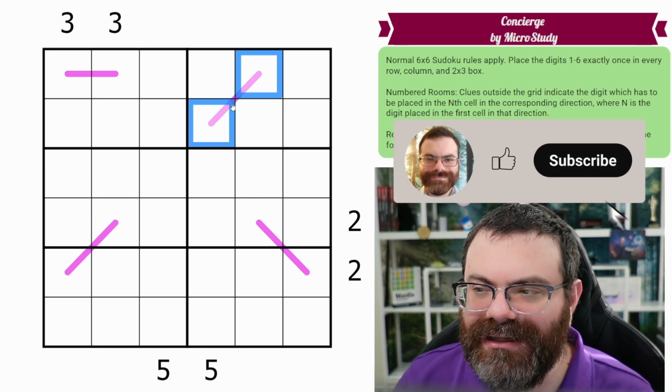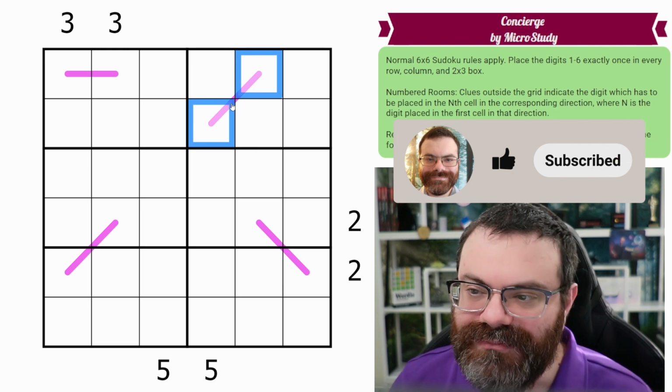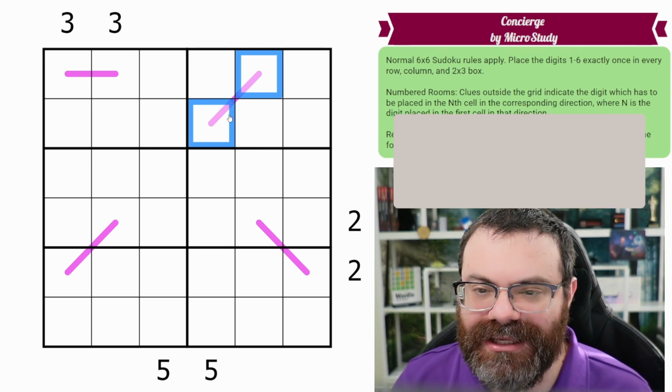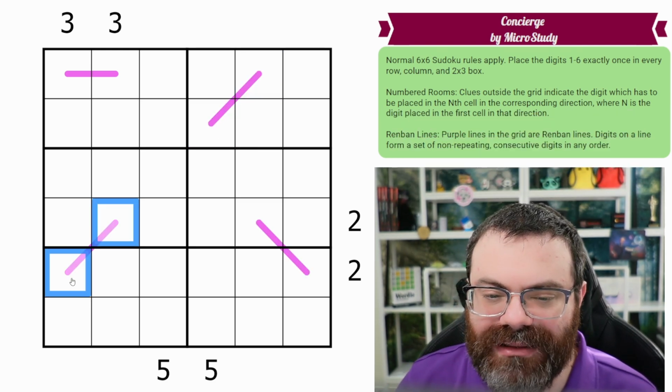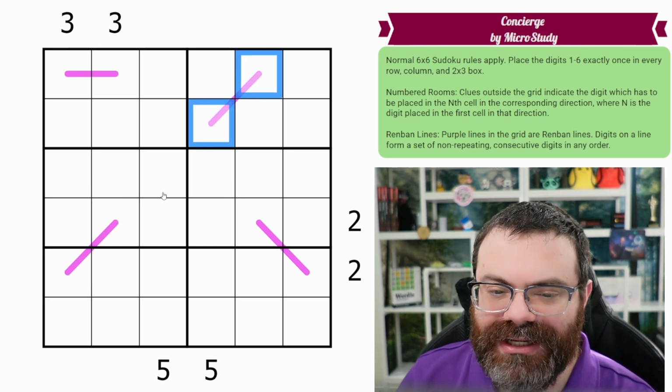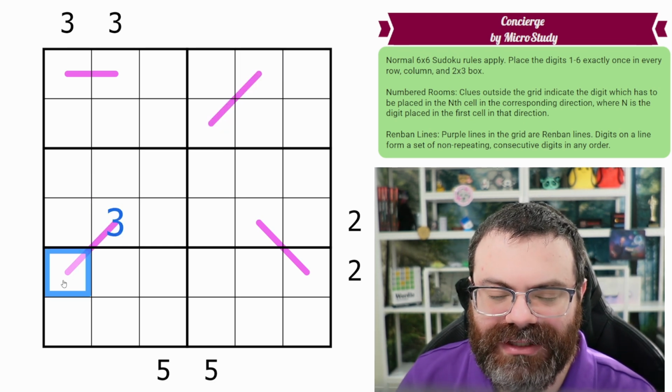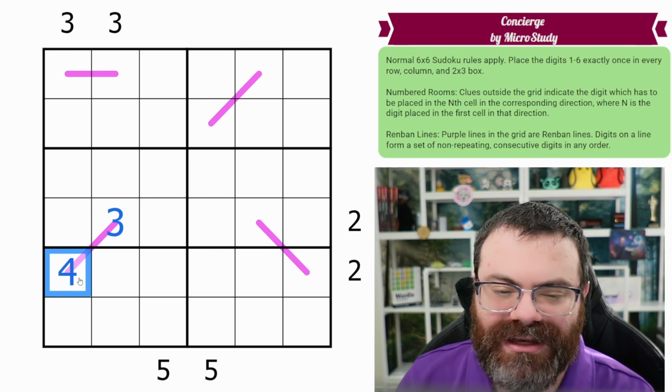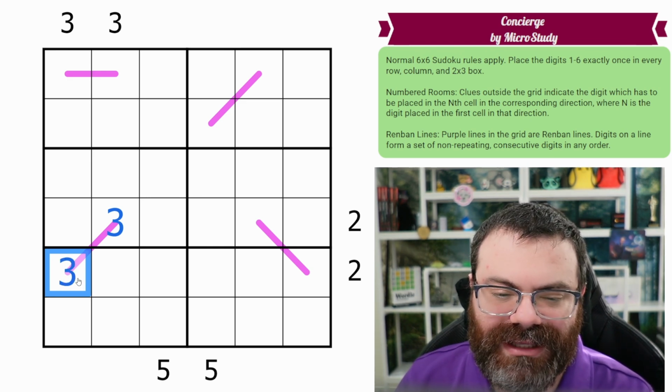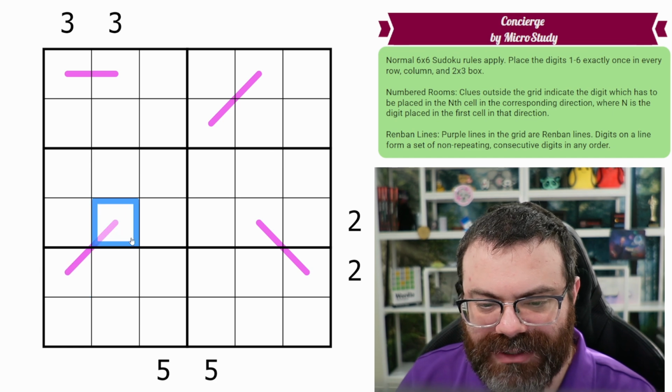Digits on a purple line are Renban lines. They form a set of non-repeating consecutive digits in any order. These are all 2-length lines, so we can just think of them as these digits being consecutive. So if I put a 3 here, this could be a 2 or a 4, but can't be any other digit. Can't be a 1, can't be a 5, can't be a 6, because those aren't consecutive with 3.